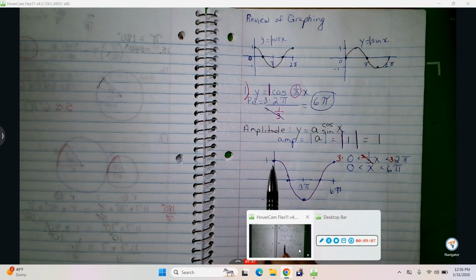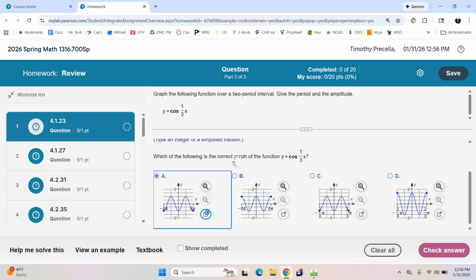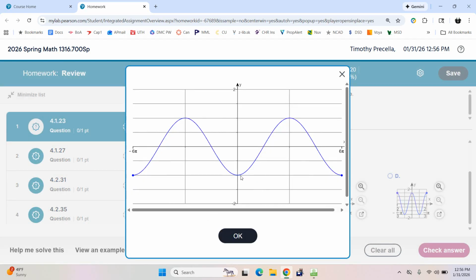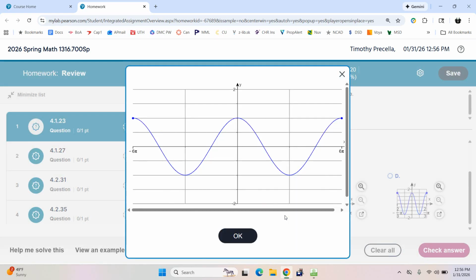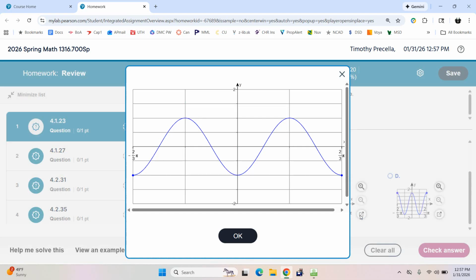At 0, it should be up at 1. 3 pi, it should be down at -1. At 0, it should be up at 1. No. Here, 0, it's at a negative. Okay. What about this one? Look at that. 0, it's up there. At 3 pi, we assume this is 3 pi because that's 6 pi. It's down at -1. I'm thinking it's B. Okay, it's definitely not C.